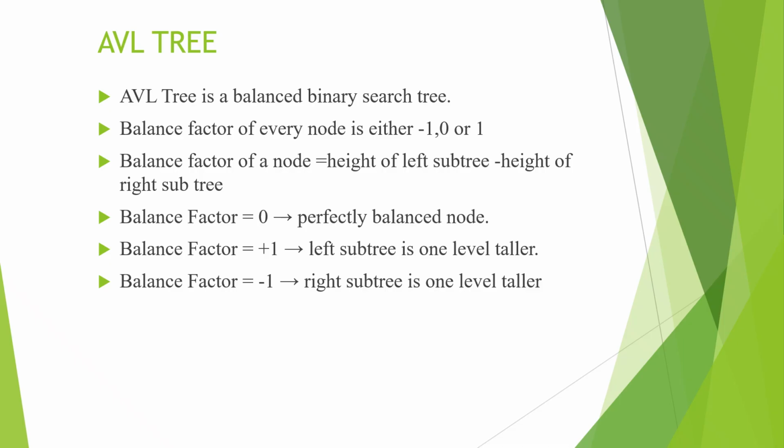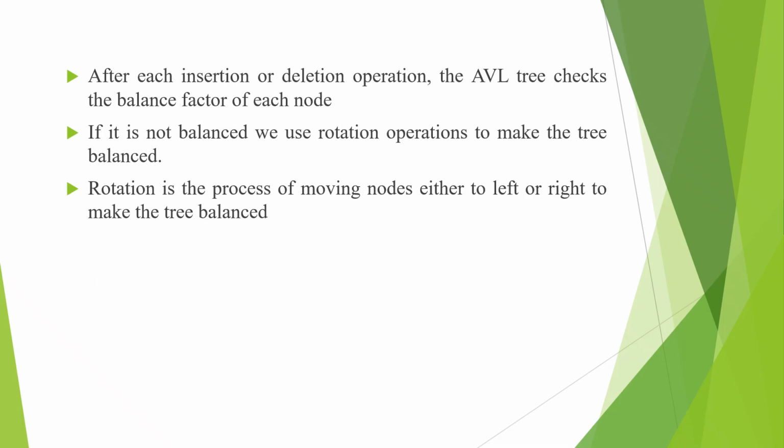Here we are going to calculate the balance factor. The balance factor ranges from either -1, 0 or 1. If the balance factor is equal to 0, it is said to be a perfectly balanced node. If the balance factor is +1, the left subtree is one level taller. If the balance factor is equal to -1, the right subtree is one level taller. Balance factor equals height of the left subtree minus height of the right subtree.